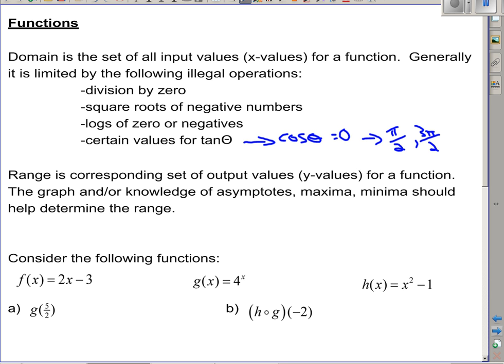Range is just the corresponding set of output values, or typically y values, for a function. So to figure out what that is, having some knowledge of the graph or the asymptotes, maxima and minima should help you determine the range.